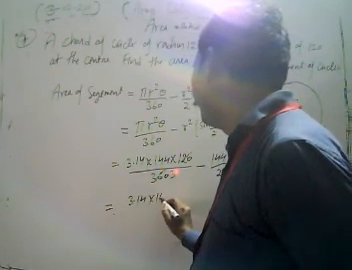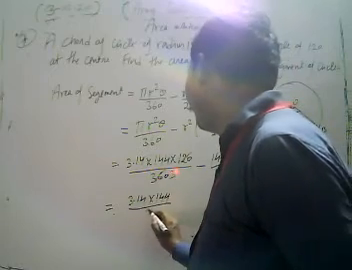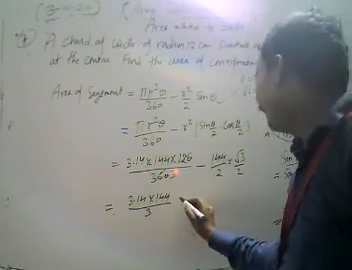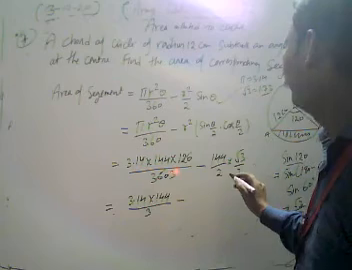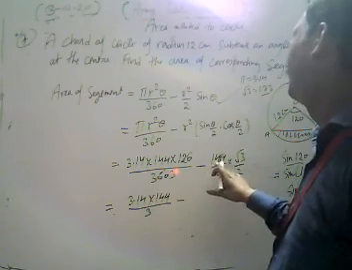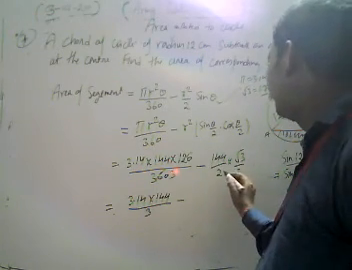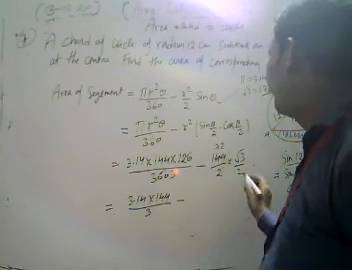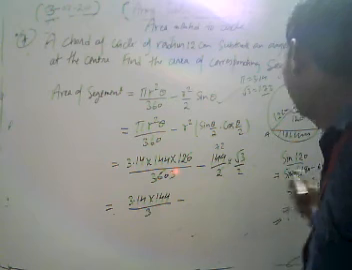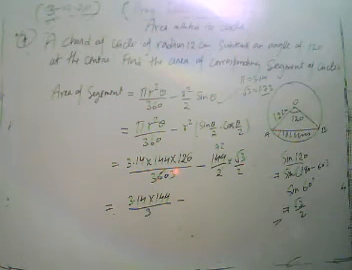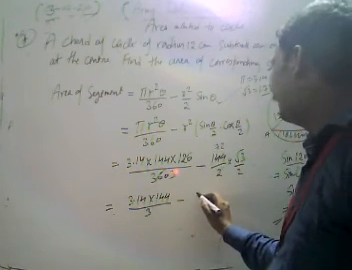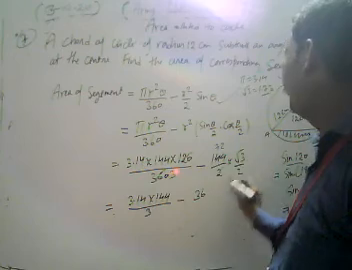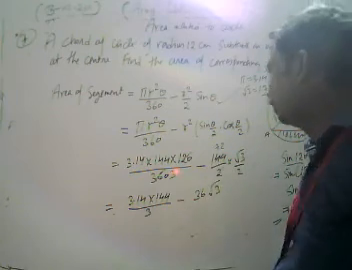3.14 into 144 divided by 3, and then here what do we have? It's divided by 4, divided by 144. What do we get? 36. Now we get 36 into root 3.